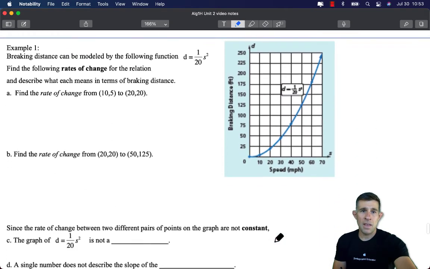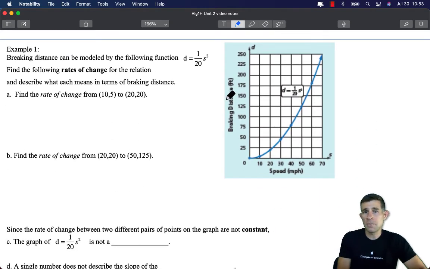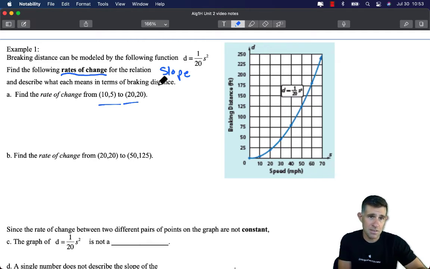All right, let's look at a math problem here involving a parabola. It says the braking distance can be modeled by the following function. Distance is equal to 1/20th of your speed squared. Find the following rates of change. Well, remember, rates of change is a fancy way of saying slope. So we're going to find the slope of the line that is described between the following points, and we're going to describe what this means in the context of braking distance.